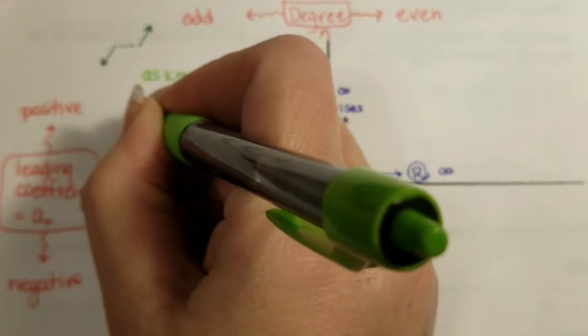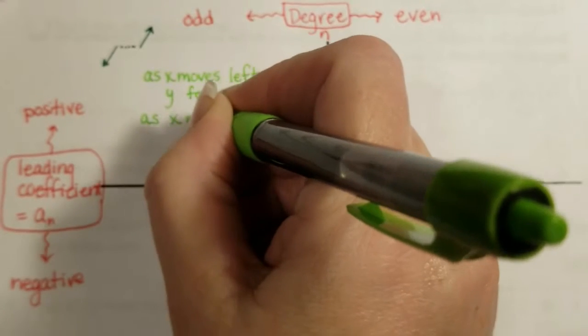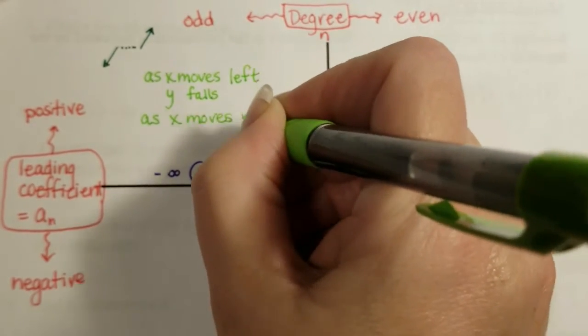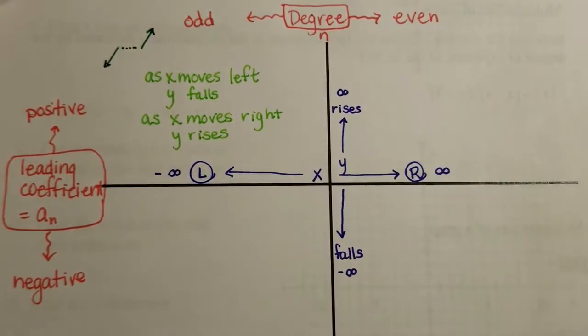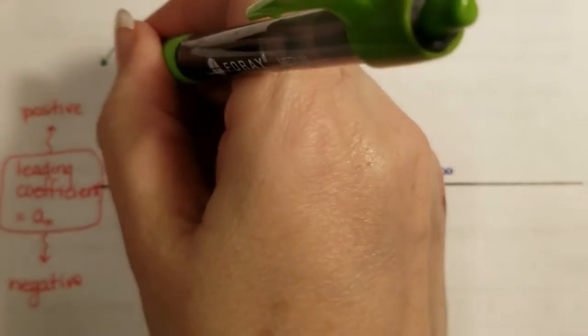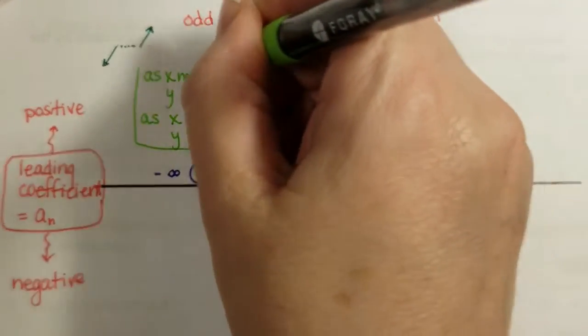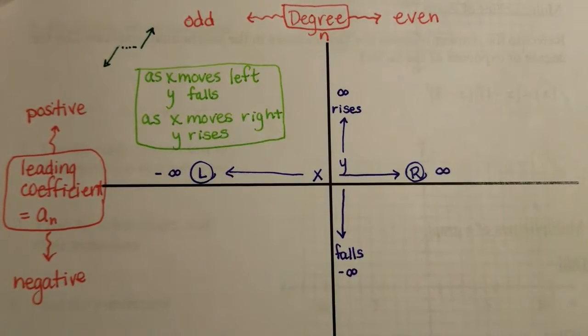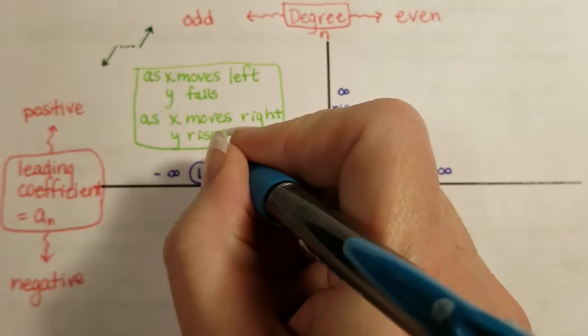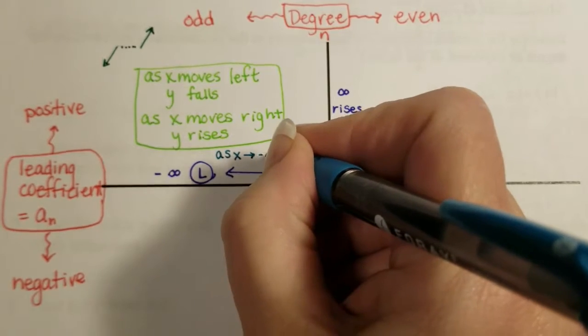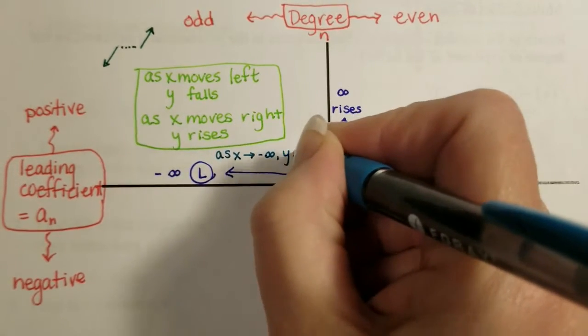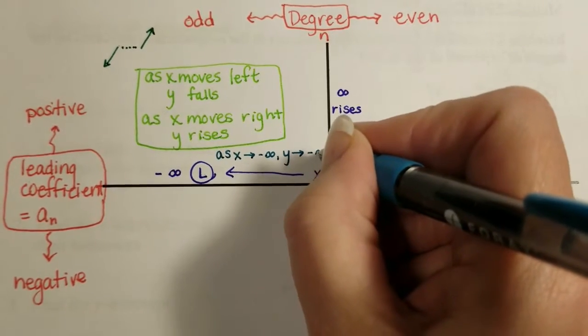And as x moves to the right, y rises. This can also be written in a little bit different notation where we don't use quite so many words, where we say as x approaches negative infinity, or left, y approaches, and falls, negative infinity.